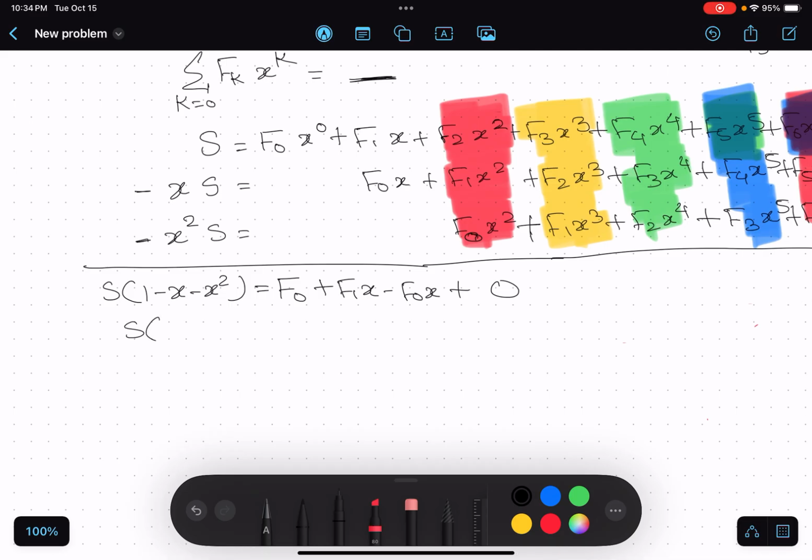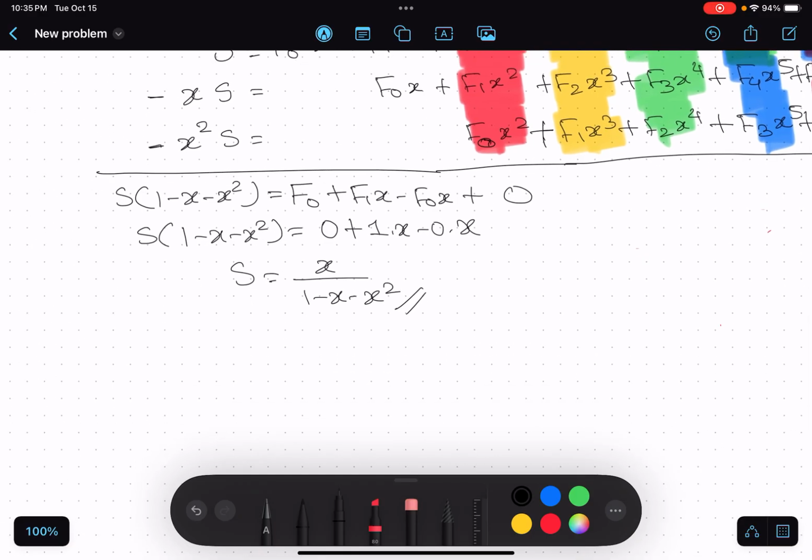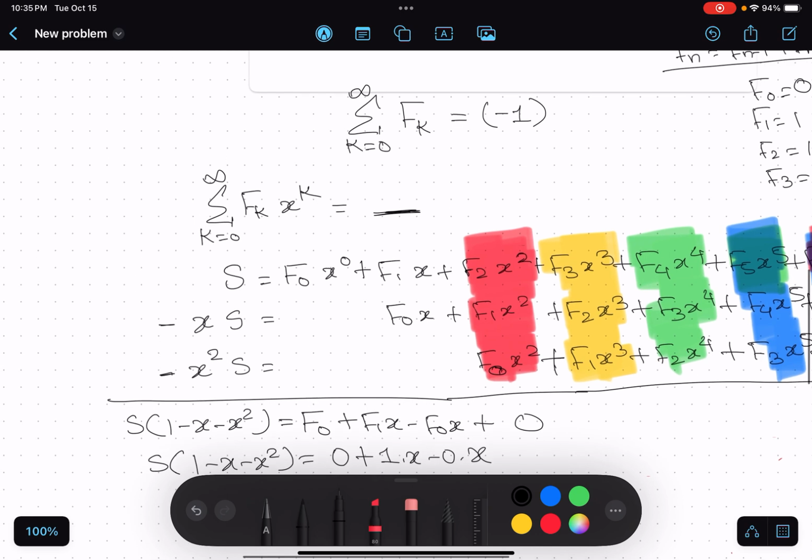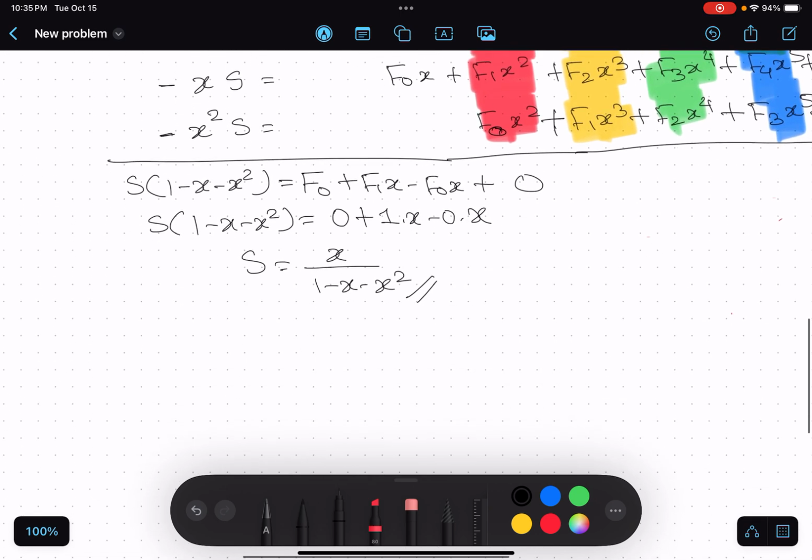So we have s times 1 minus x squared will be equal to, this is 0 plus this is 1 times x, this is 0 times x. So our s is x by 1 minus x squared. Therefore, we got that our s was the power series, right? This long power series. So we got that the sum from n equals 0 to infinity of the nth Fibonacci number times x to the power n is equal to x by 1 minus x squared, right?